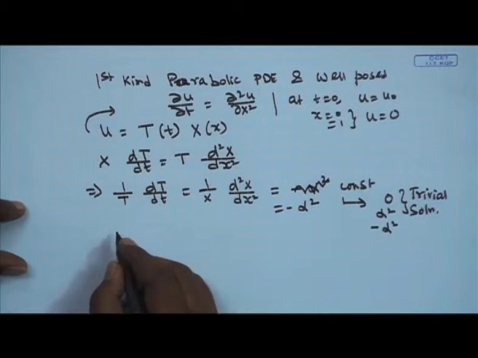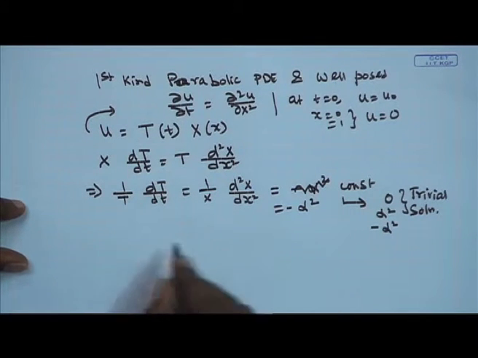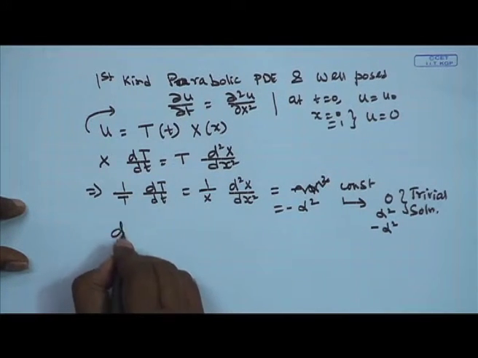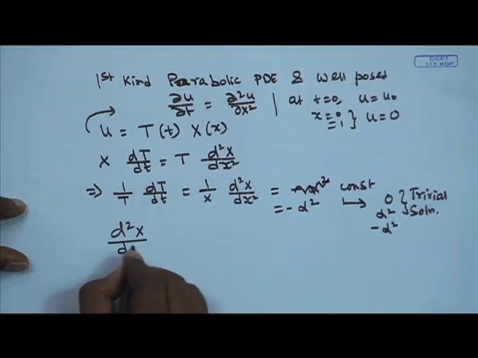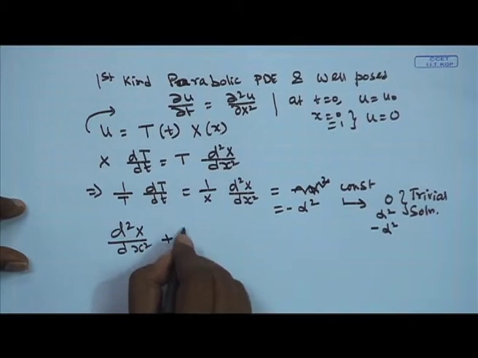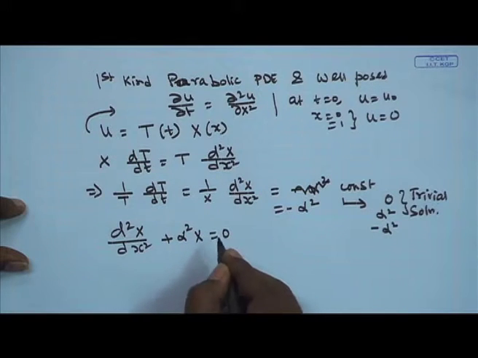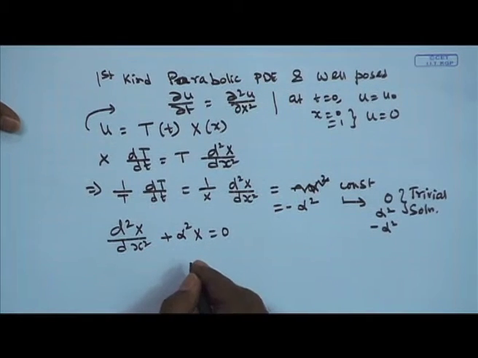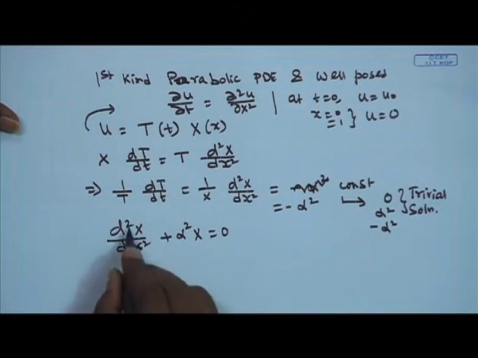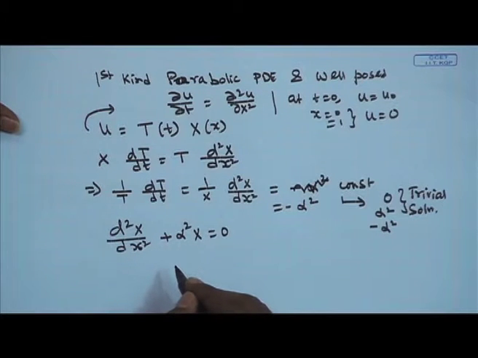Now let us look into the spatially varying part. d square X dx square plus alpha square X should be equal to 0, subject to boundary conditions. This is an ordinary differential equation requiring two boundary conditions to be solved, and the boundary conditions in x will be the boundary conditions of the original problem, satisfying the same boundary conditions of the sub problem X.